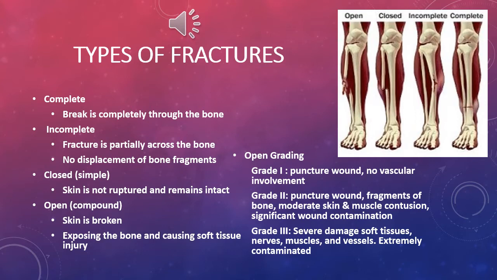Grade 1 is when there is simply a puncture wound, but no vascular involvement with the injury. In grade 2, there is still that puncture wound, but fragments of the bone are coming out, and there is moderate skin and muscle contusion and significant wound contamination. Grade 3 is the most severe grade, and this is when there is severe damage to the soft tissue, nerves, muscles, and blood vessels. This grade is extremely contaminated. You can see the open and closed fractures on the left-hand side of the picture on your slide.